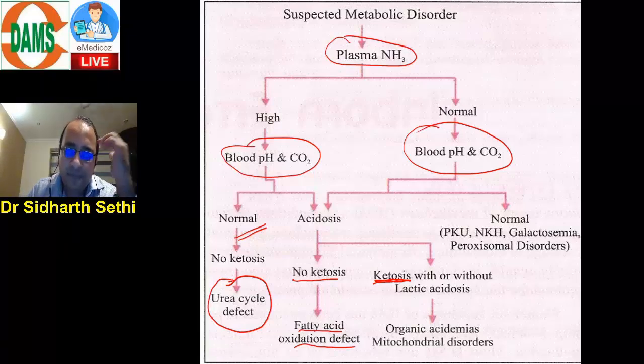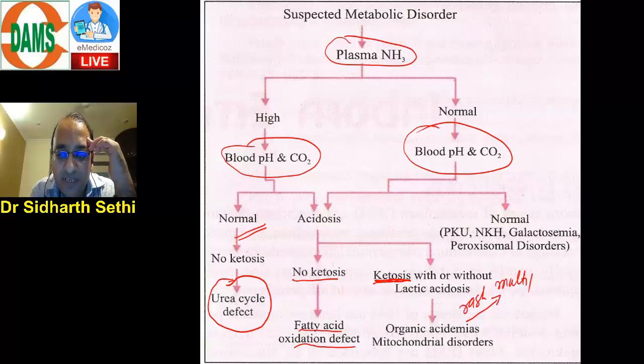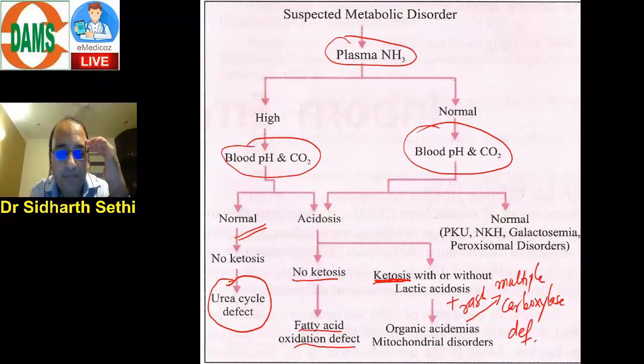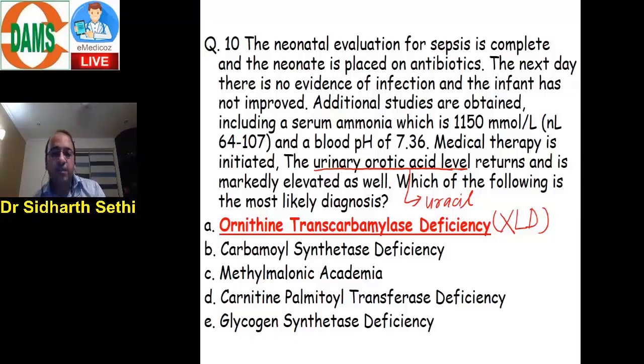Okay. Now remember a very important question. Organic acidemia with a rash, think about multiple carboxylase deficiency, for which the drug of choice is biotin.